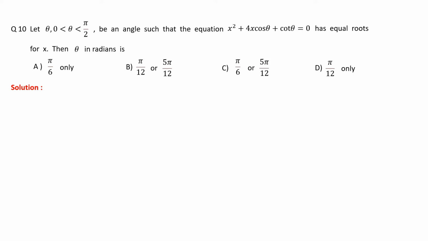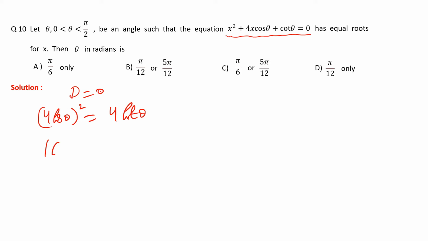related to trigonometry. Now it's mentioned that this particular quadratic equation has equal roots, and we know that when any quadratic equation has equal roots, then its d is equal to 0 or b square is equal to 4ac. So that means 4 cos theta whole square will be equal to 4 cot theta. That means 16 cos square theta I can write equal to 4 cot theta, and this becomes 4 cos square theta equal to cot theta.